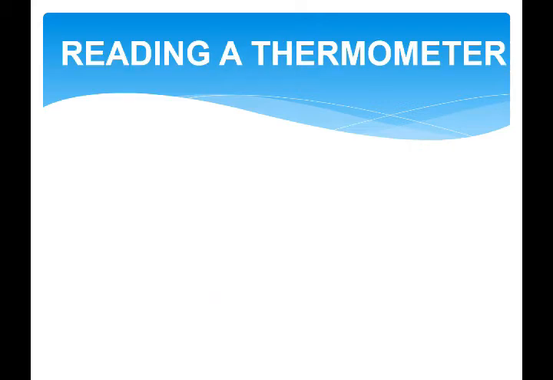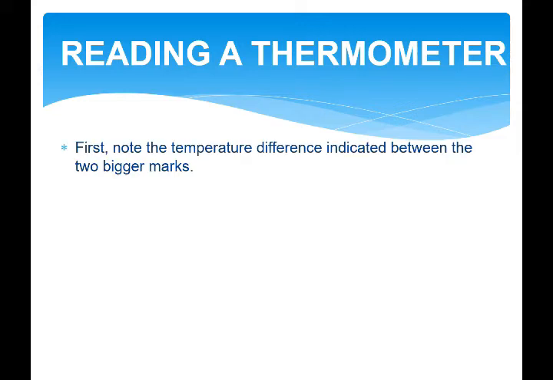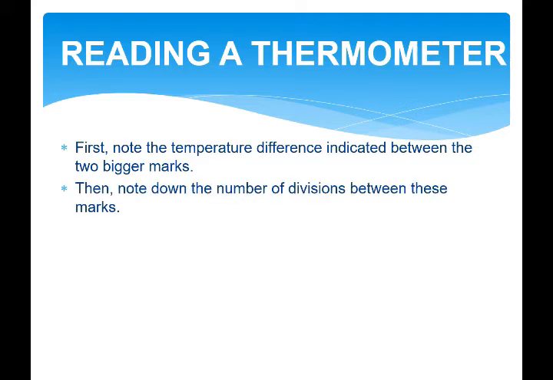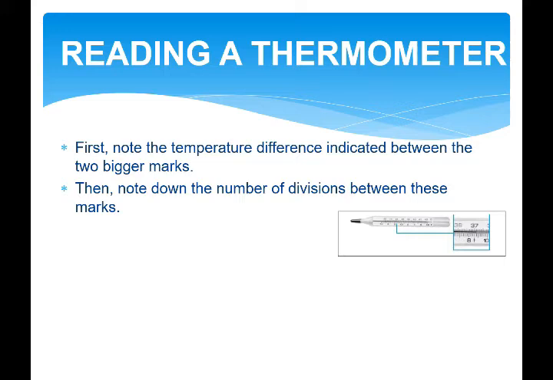Let us learn how to read a thermometer. First, note the temperature difference indicated between the two bigger marks. Then note down the number of divisions between these marks. In this figure, you can see the two bigger marks and 5 divisions in between them. One small division can read 1 by 5 equal to 0.2 degrees Celsius.